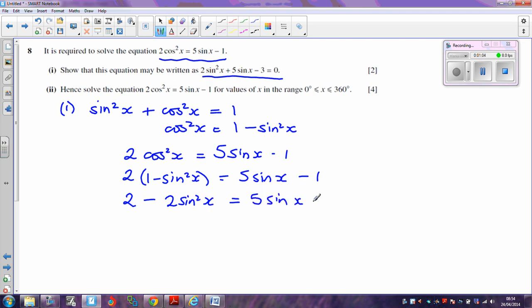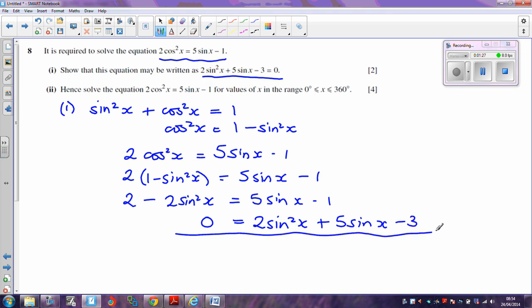I want to make it into a quadratic equation, so I'm going to make this side 0. I can see that my 2 sine squared x is going to have to be positive, so I'm going to add 2 sine squared x to both sides. So this is going to become 2 sine squared x. The 5 sine x stays there, and I'm also going to subtract 2 from each side to make it minus 3. And there's my equation.